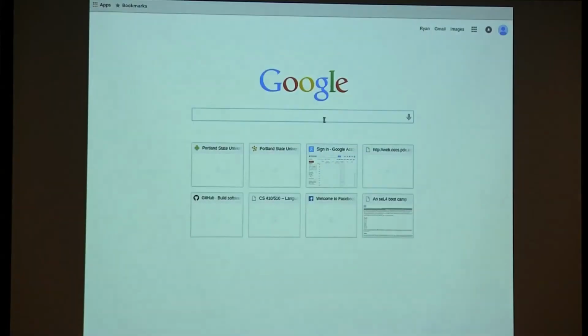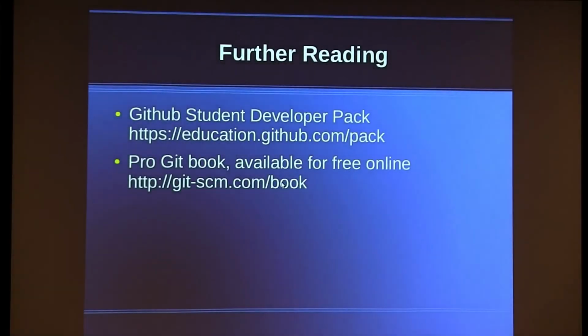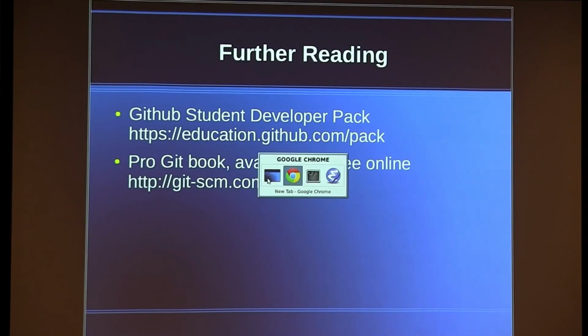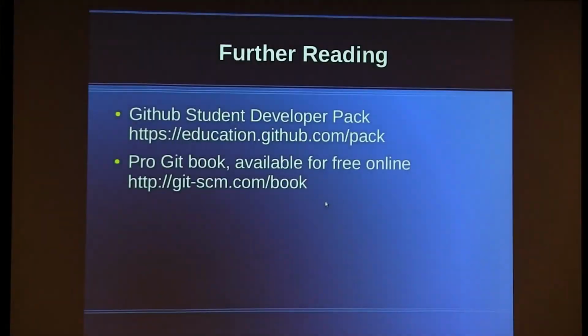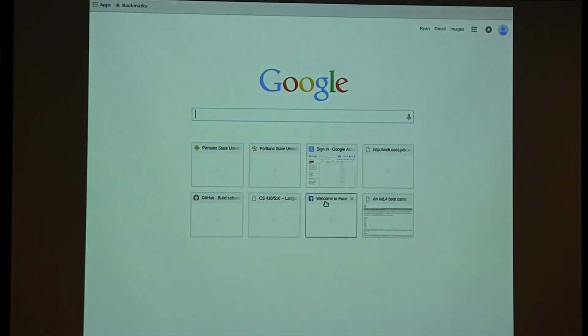What are some terrible things that you've done in Git that you shouldn't?